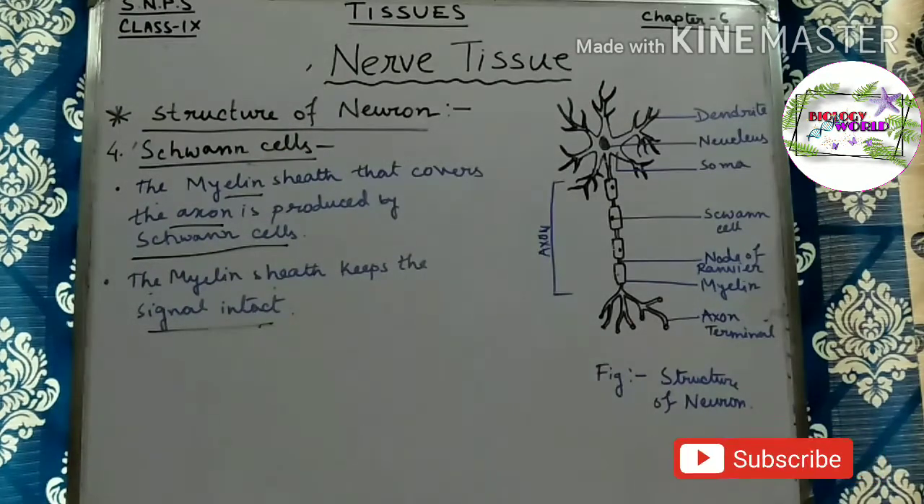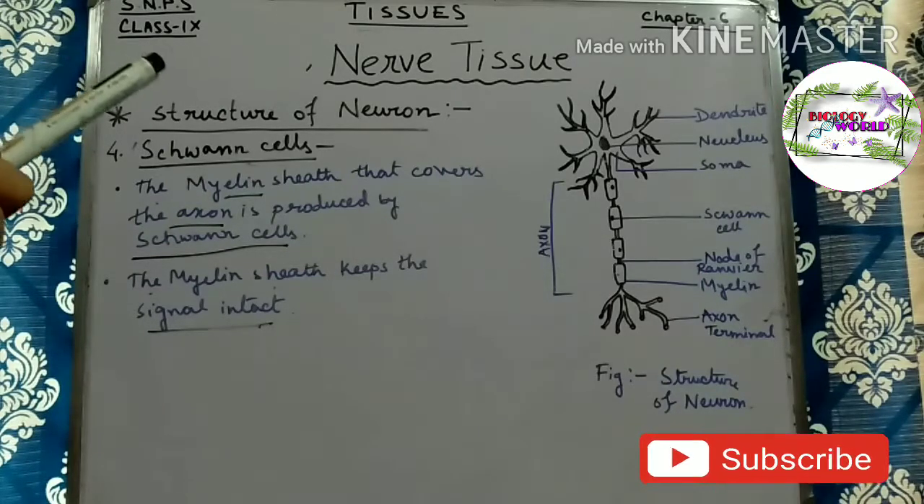So this was the structure of the neuron. So here this chapter is completed. This was the last portion of the animal tissue. So the animal tissue is completed here. My suggestion is to read the structure of nervous tissue very well and also draw this diagram. When the question comes, you have to draw the structure of the neuron. Okay. So that's all for today.